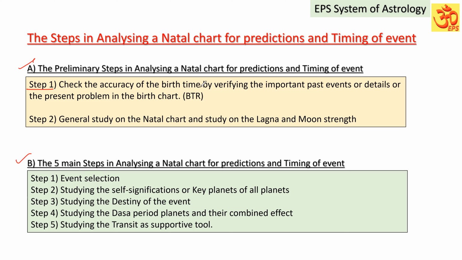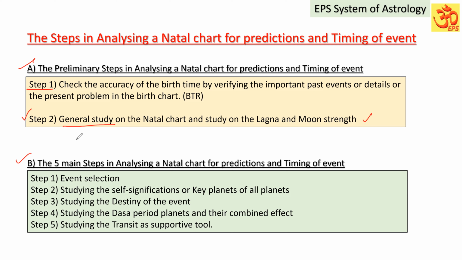check the accuracy of the birth time by verifying the important past events or details or the present problem in the birth chart. That is birth time verification or birth time rectification. So accuracy of the birth time has to be checked. That is step number 1. Step number 2, general study on the natal chart and study on the lagna and moon strength. The detailed explanation on these steps I will give in the subsequent parts, but you note down these steps only.